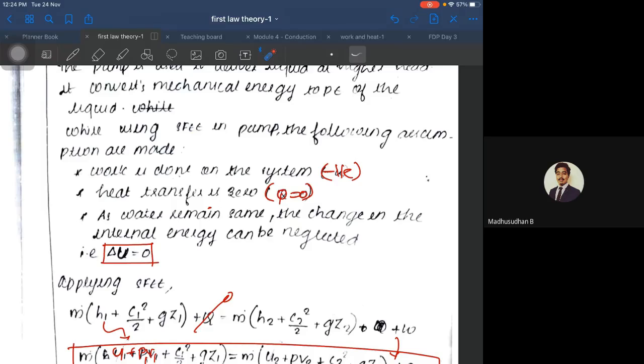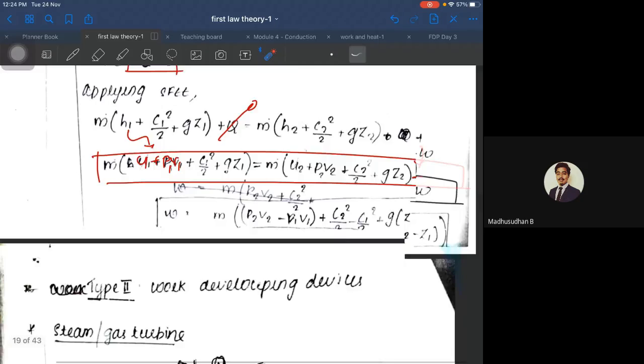Yes, because the temperature of the water is not changing. If the temperature is not changing, your internal energy, which depends only on temperature, does not change. If temperature changes, only then your internal energy would change. Yes or no? So if the temperature is not changing, automatically the change in internal energy is also zero.